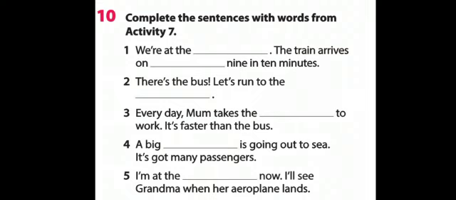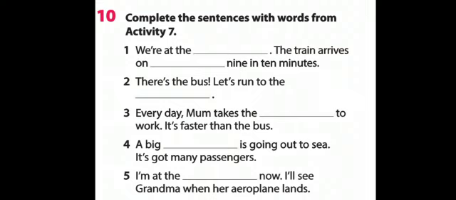Let's answer, please. Number 1, we're at the gap. The train arrives. So we are at the train station. Okay, let's complete. The train arrives on gap 9 in 10 minutes. So the train arrives on platform 9 in 10 minutes. Number 2, there's a bus.